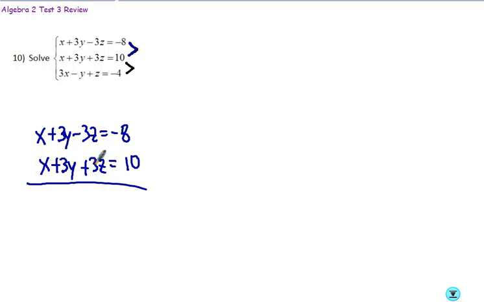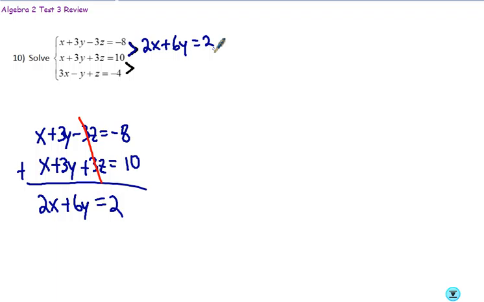So I look to see what eliminates. The z's eliminate, so that's kind of nice. I didn't have to do anything with that. And then let's add everything else up. So I get 2x plus 6y equals 2. So after I combined those two, that's the equation that I got.